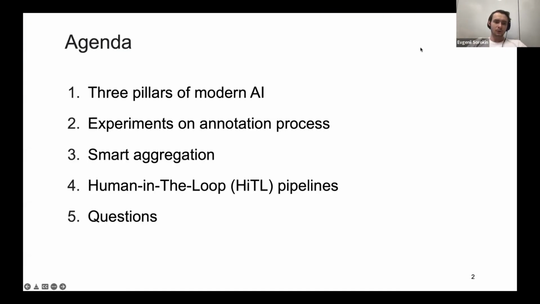Before we start, we'll go through the agenda. Today we will cover four main topics: the pillars of modern artificial intelligence, experiments and improvements on the annotation process, a slight touch on smart aggregation, and what human-in-the-loop pipelines are and how they differ from traditional machine learning pipelines, which all of you already know probably. And questions at the end.